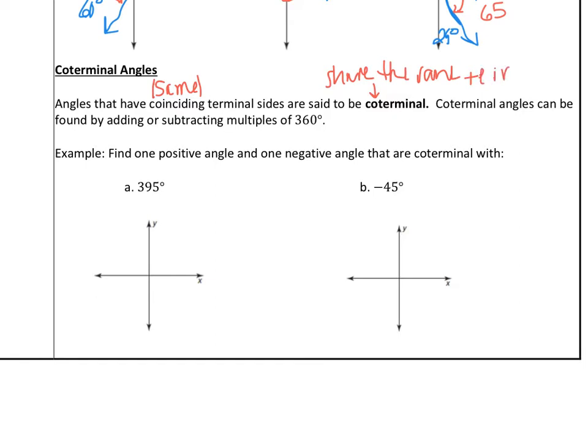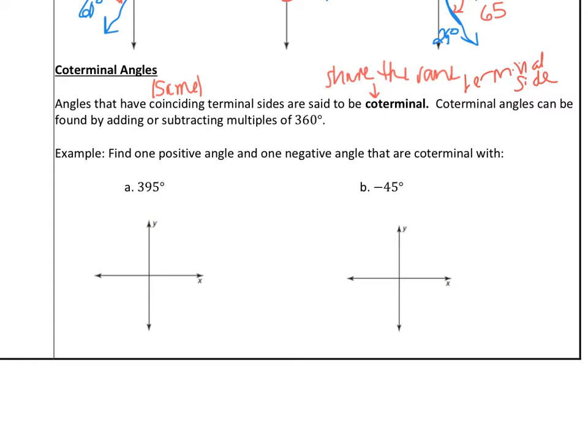So some of you I know are really good English people, and you probably know co, like all the root words. Anyway, it just means they share the same terminal side. And you can find the coterminal angles by adding or subtracting multiples of 360. I'm a more visual person, so I like to draw in my angles and see them that way. But I know some of you prefer to just add and subtract 360.